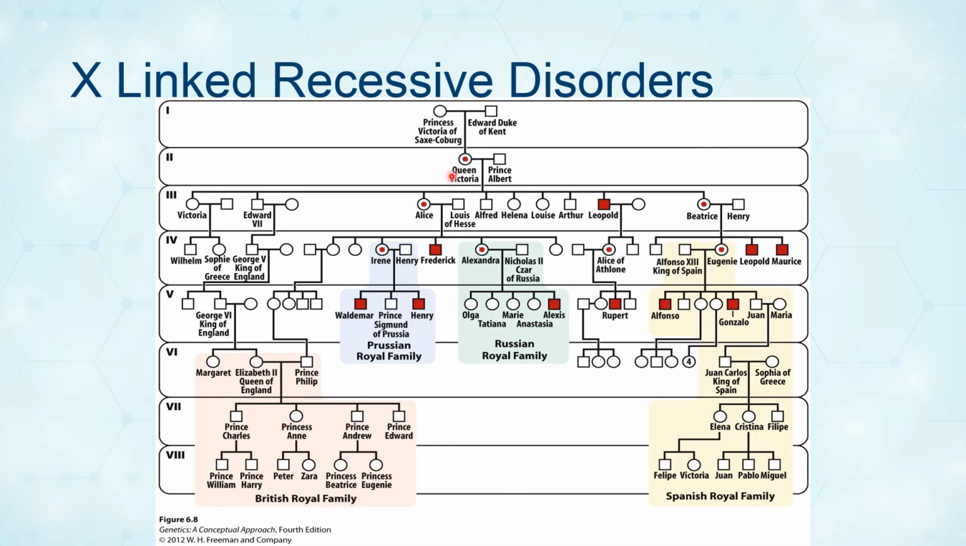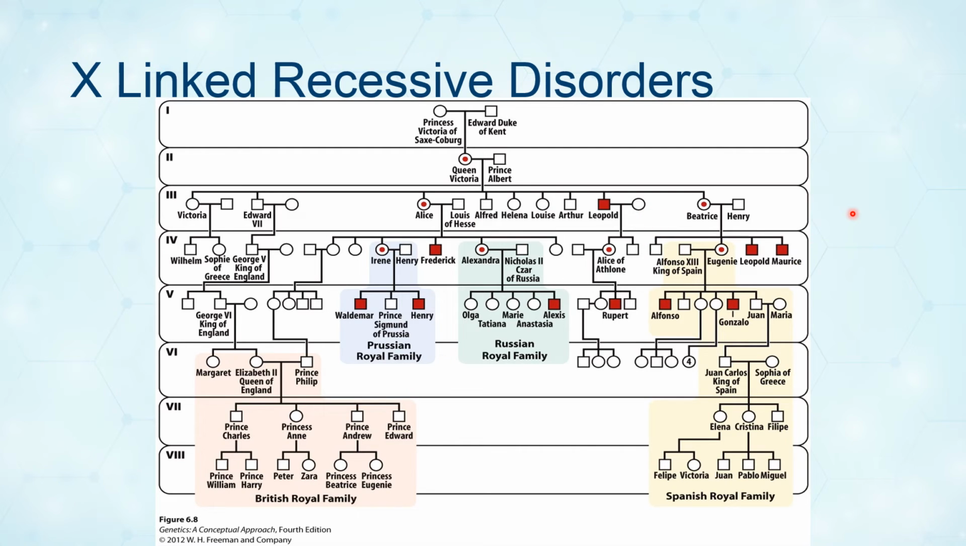So if you look at Queen Victoria, she had a daughter named Alice, who was a carrier, who went on to have an affected son. She had a son, Leopold, who had hemophilia and went on to have a daughter who was a carrier, and then that daughter who was a carrier had an affected son. And so you can see the way that this spreads.